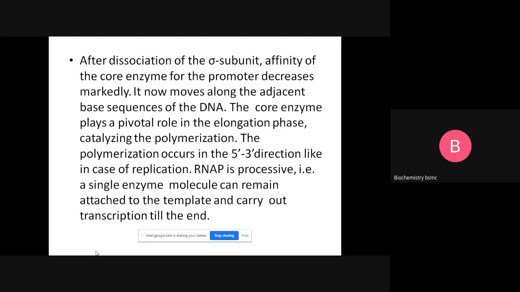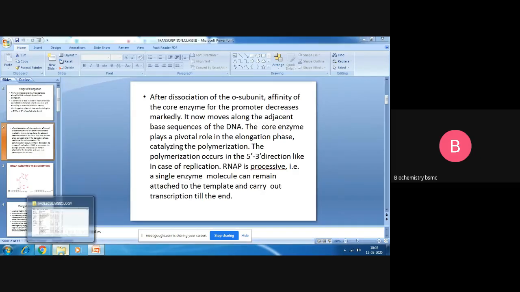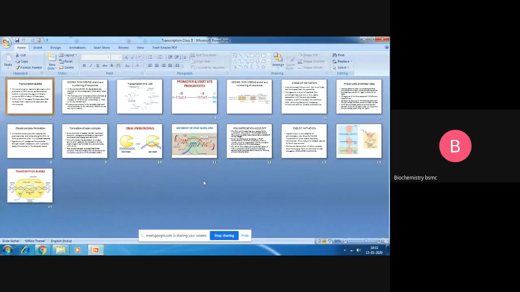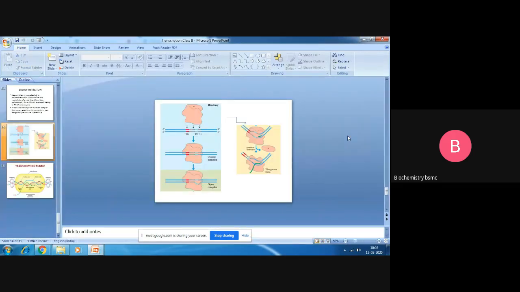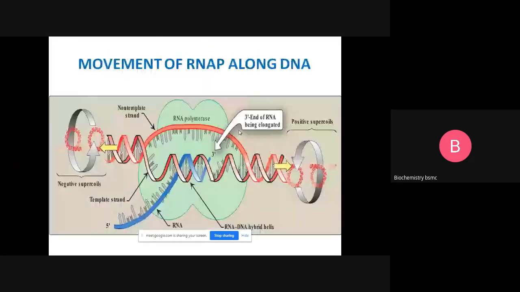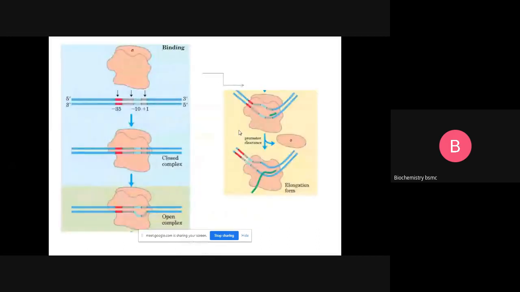So dissociation of the sigma subunit takes place, and the core enzyme is now free. So we go to the previous slides, the lecture 2. We keep open both of the talks, and we'll jumble over the two sets of slides. So we go to that slide which is very important in the class 2 lecture. In this slide, we see the last slide of the previous class.